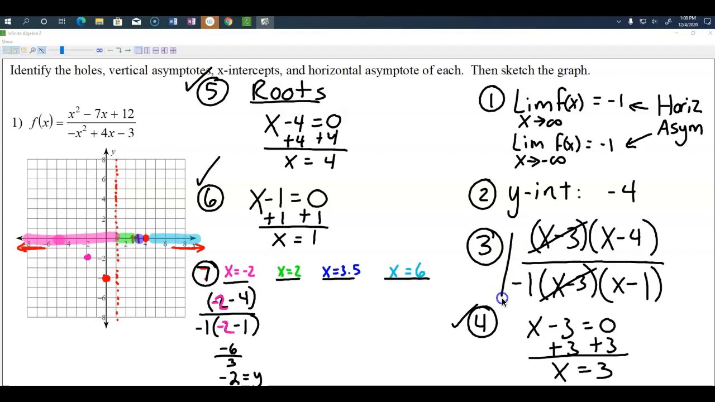So I'm going to plug it in once again to my factored form. Why don't you guys go ahead and pause the video here and do the other 3 and then plot your points. And when you unpause the video, I'll show you what I got.